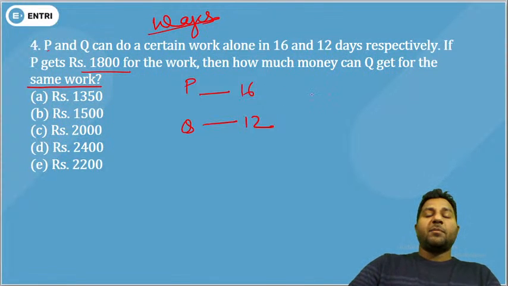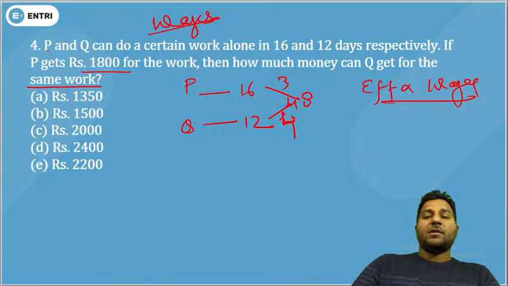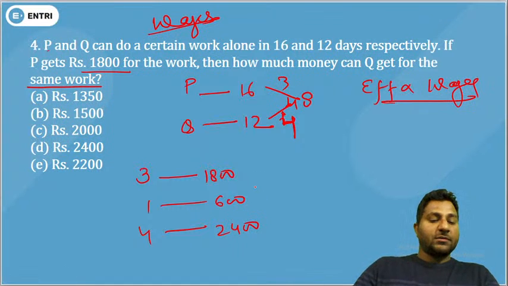Look, all three will do the same work. That means their efficiency is directly proportional to wages. You can clearly solve this. 48, that means 3 and 4. And we know that 3 stands for 1800. So 1 stands for 600. That means 4 stands for 2400. So your option D must have been correct.